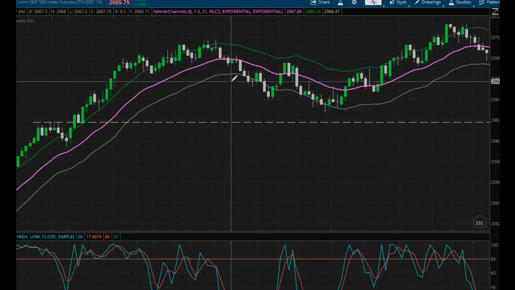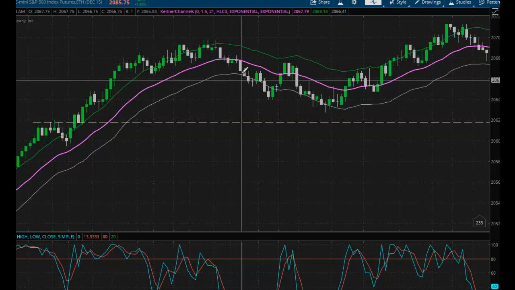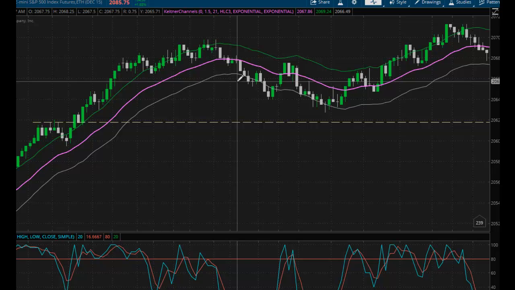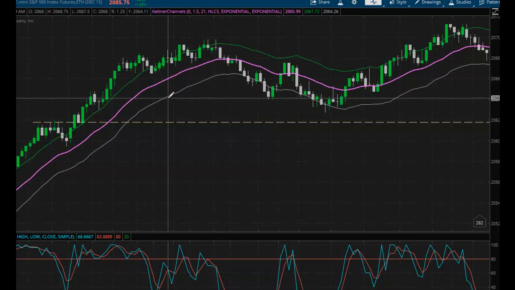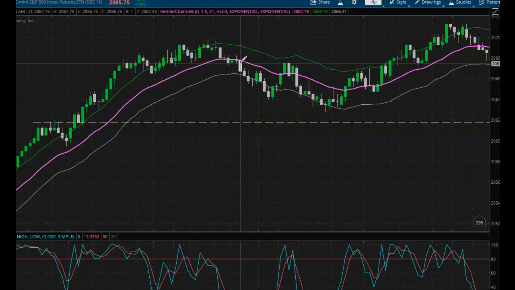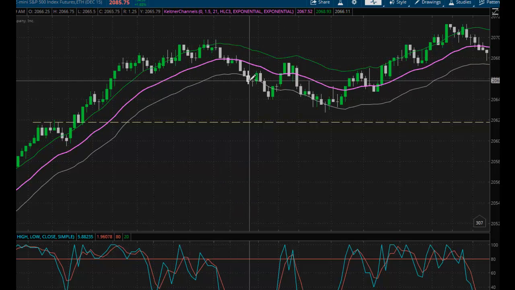Now, in this case, what I do is I use these bands to help me get long or short based upon what's going on. Now, I use a closing bar. So in this case, let me just take this illustration right here. This bar closed below the lower band. That's a sell signal.